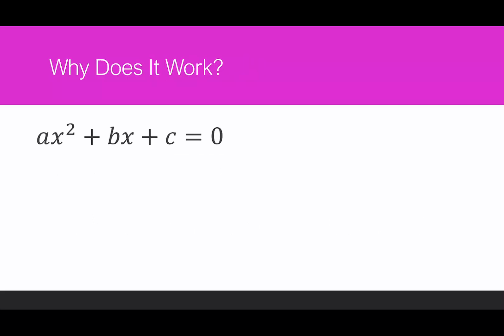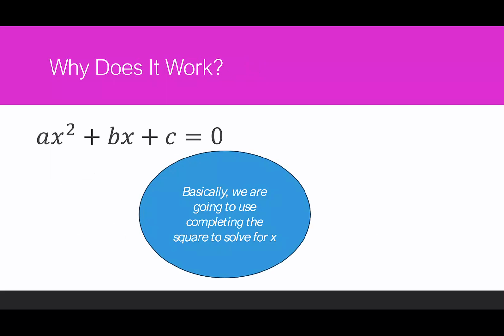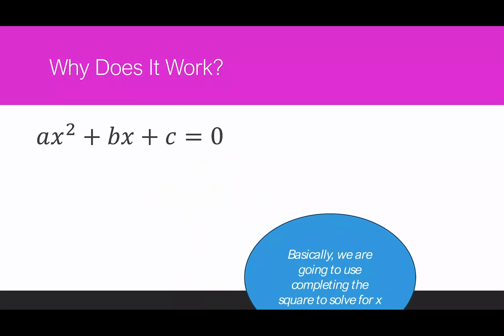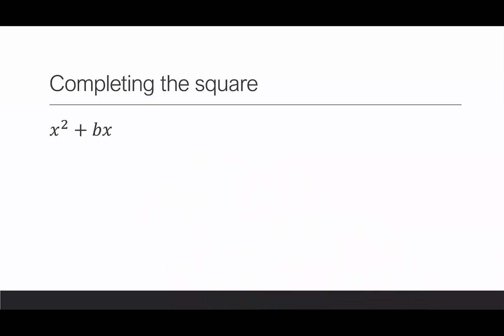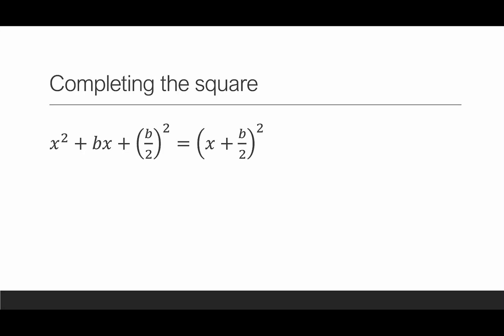So let's get back to why does it work? Basically, we're just using completing the square to solve for x. It's just a little trick. And I'm going to assume that you know what completing the square is. It says we have x squared plus bx. Notice that the coefficient here is 1. If we were to take half of the b term and square it, it would perfectly work out to x plus b over 2 squared. We don't have to expand the b over 2. We don't have to factor it. We know this is always going to work. It's a process. So we're going to use this and apply it to our ax squared plus bx plus c.